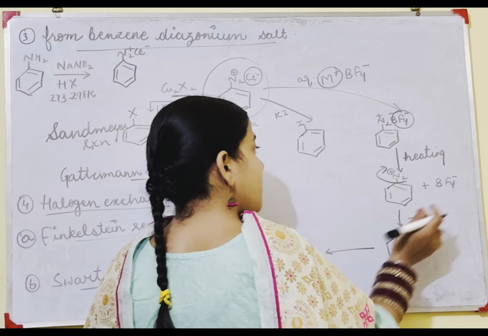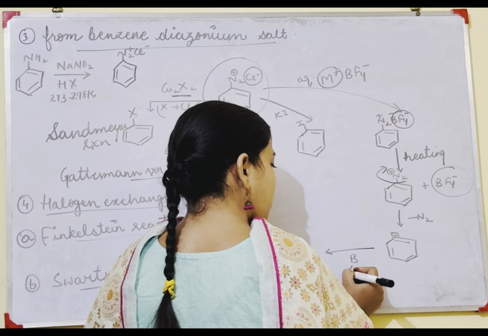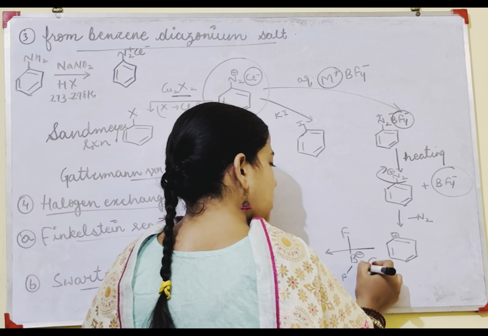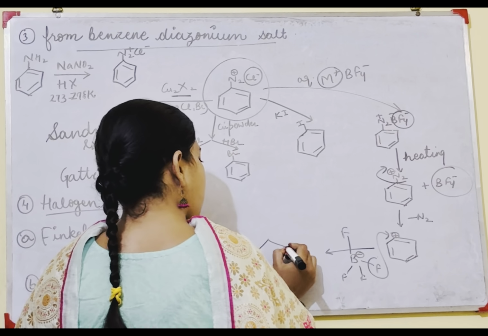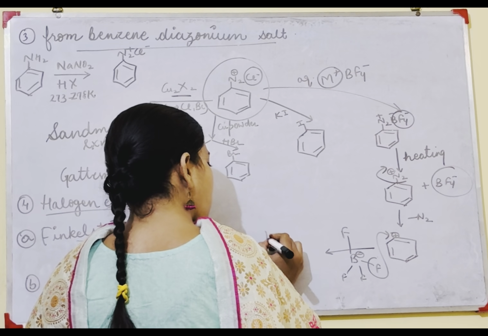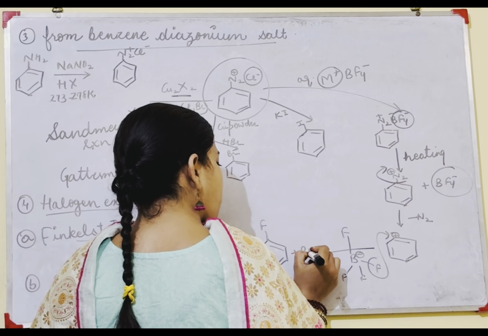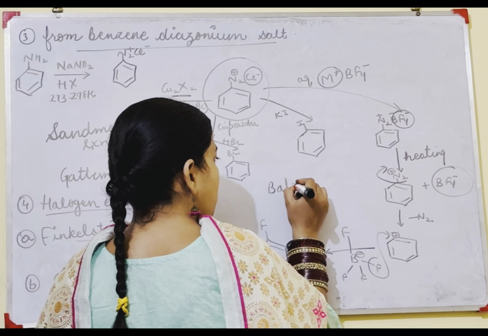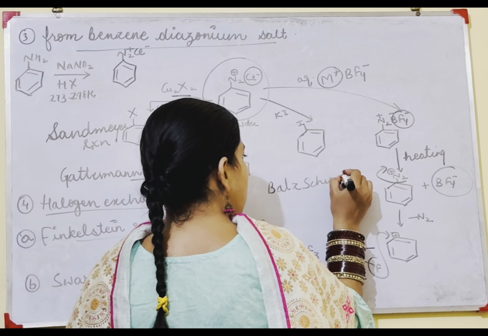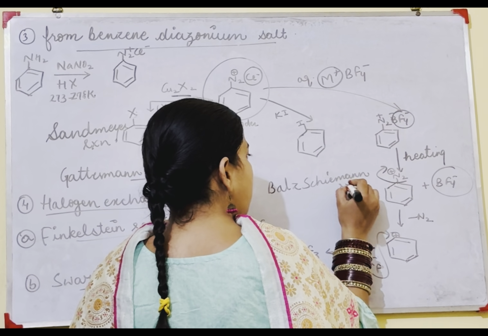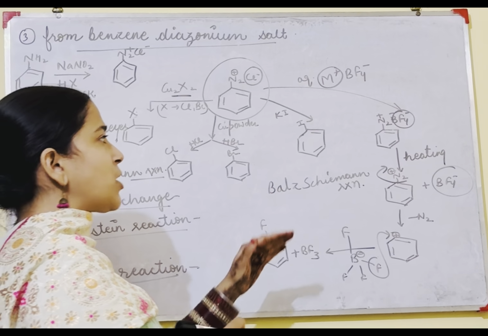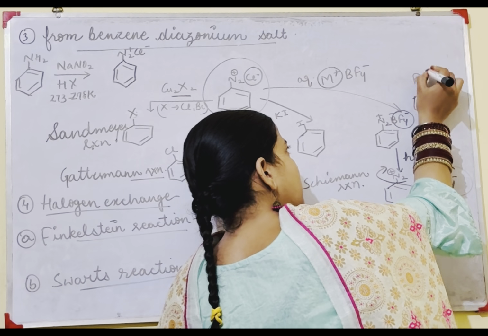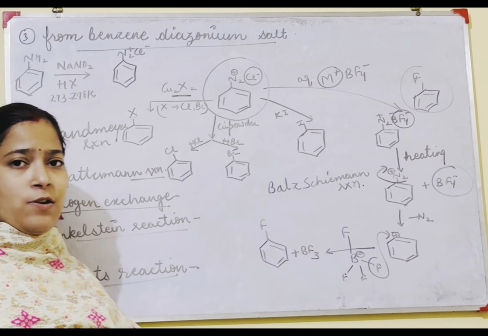But we also know there is BF4 negative in the reaction mixture. This will attack it and lead to the formation of fluorobenzene along with BF3. This reaction is called Balz-Schiemann reaction. This formation of fluorobenzene from benzene diazonium salt is called the Balz-Schiemann reaction.